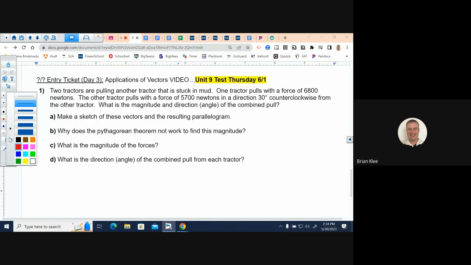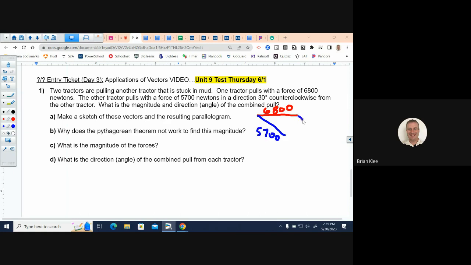In part A, we've got one vector that is obviously a little bit bigger than the other vector. So right here, let's call this 6,800 newtons of force. And then the other vector hits it at a 30-degree angle. It's just a little bit shorter, 5,700 newtons of force. Well, parallelogram, I need another 5,700 over here, and I need another 6,800 here.